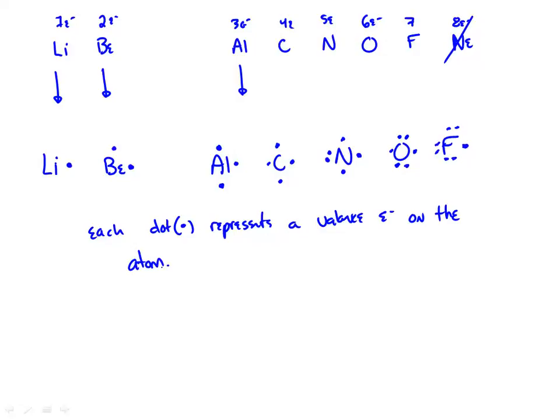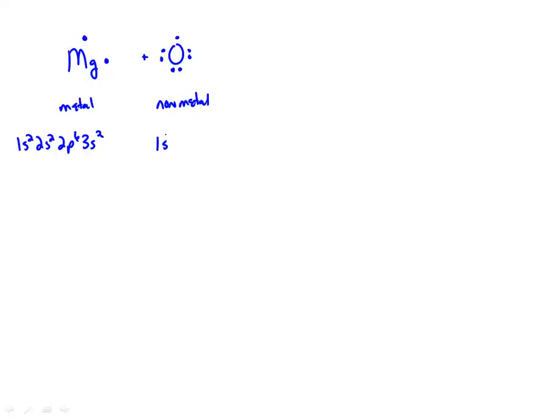And so if I want to look at that, then what happens is if I take, say, for instance, a magnesium atom, that's got 2 valence electrons, right? Plus, say, an oxygen atom that's got 6 valence electrons. Well, we know that this is a metal, and this is a nonmetal. We know that if I wrote this out for magnesium, it would be something like 1s2, 2s2, 2p6, 3s2, like that. And oxygen would be 1s2, 2s2, 2p4.